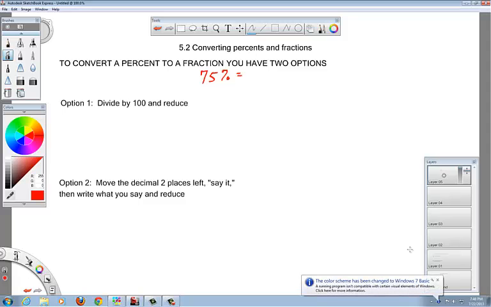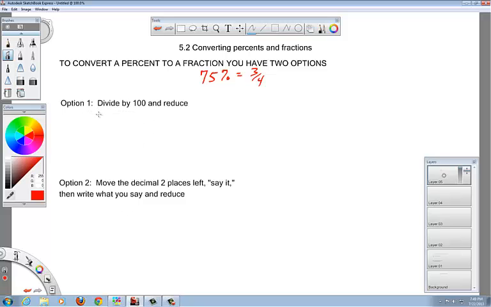Going to start off, before I demonstrate these two options, by converting 75% to a fraction. Now, we know the answer is 3/4. Everybody knows that 75% equals 3/4. But let me show you and demonstrate the two options, the two rules of converting percents to fractions.